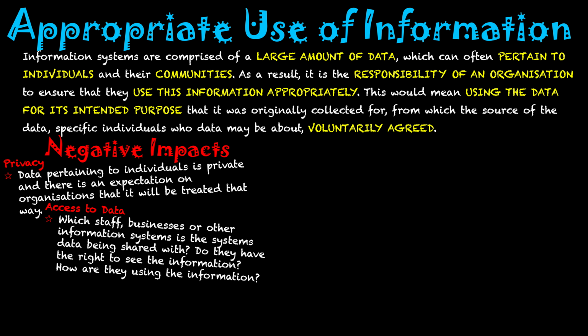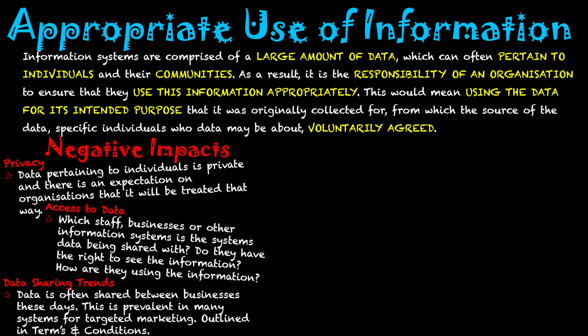This then relates to the accessing of data. Okay, so which staff, businesses, or other information systems is the system's data being shared with? Do they have the right to see this information? And then how are they using the information? Once again, are they using the information for what it was initially agreed upon by the individual who gave their information? Okay, so there is a responsibility there, that those who see the information, it relates to them, it relates to the purpose that the system was developed for and agreed upon by the source, and they are using it correctly.